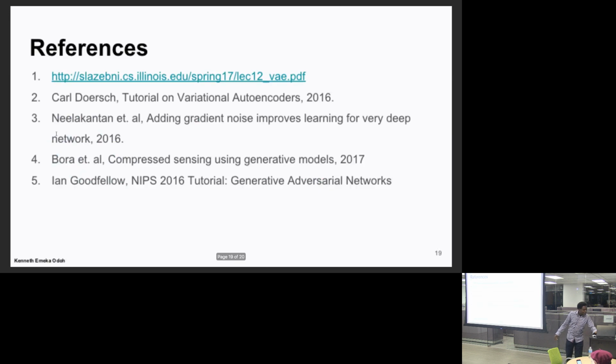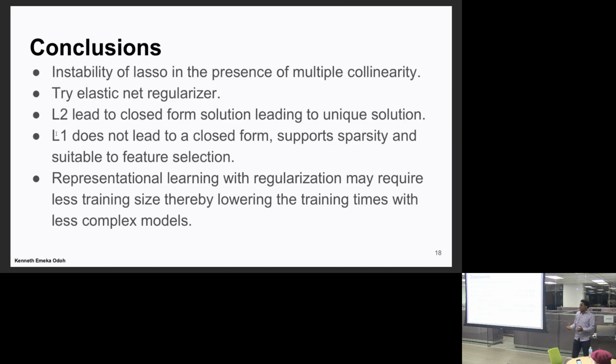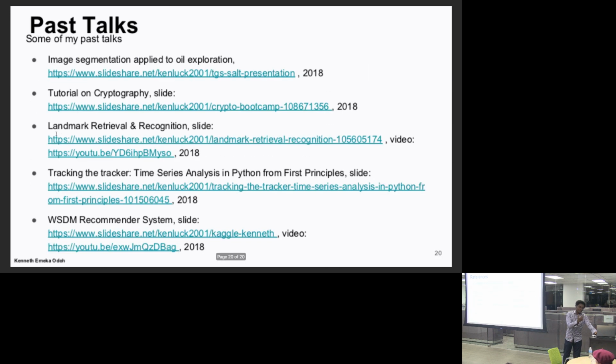For instance, if you're imposing a structure using L1, you have sparsity. You may not have a closed form, but L2 will give you smoothness. But smoothness doesn't guarantee that the result is any better. It's just more differentiable. So that's all.